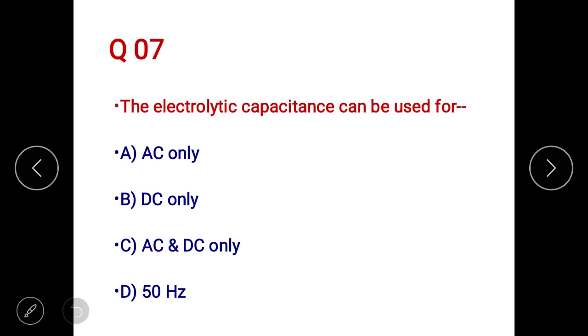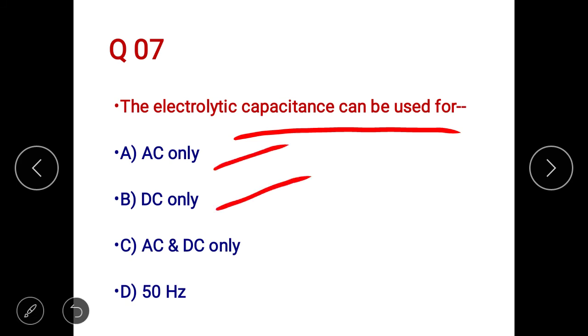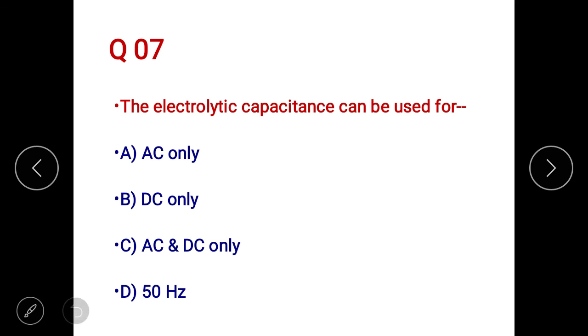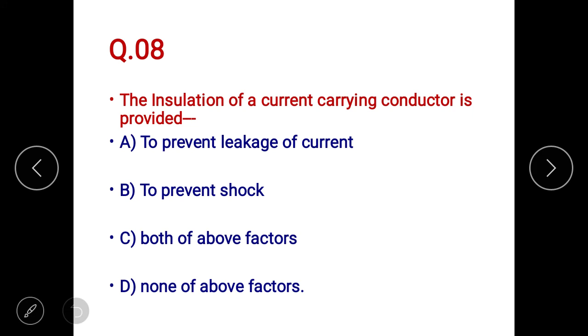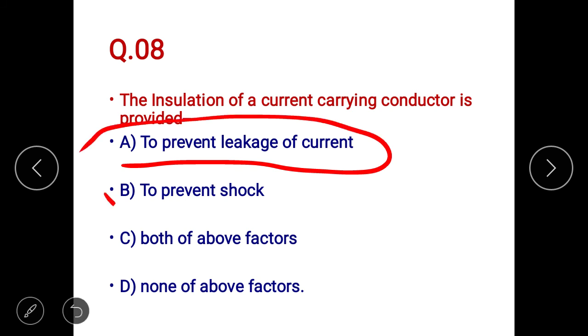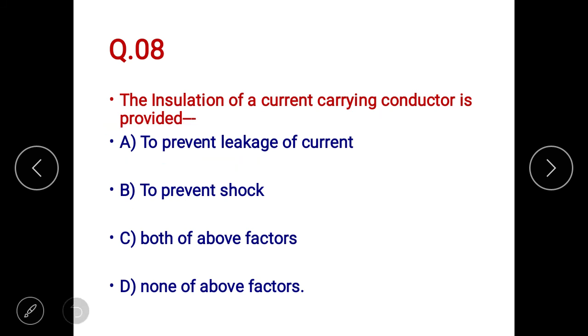Question number 7. The electrolytic capacitor can be used for AC only, DC only, AC and DC only, 50 Hz. The right answer is DC only. The insulation of a current carrying conductor is provided to prevent leakage of current and to prevent shock. The right answer is both above factors, A and B.